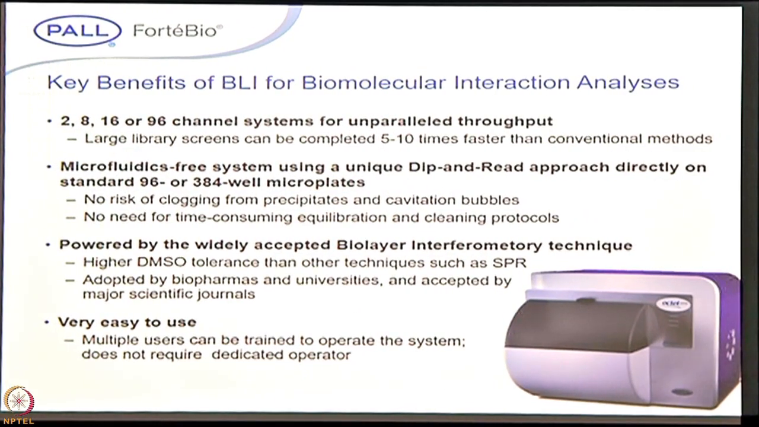And more advantages, as I mentioned, there is no clogging. It works on the binding rate. And with high throughput, you can save your time and quickly screen the experiments. And the good thing is that when it comes to interactions where your samples have DMSO or glycerol, in SPR the presence of DMSO and glycerol sometimes causes bulk effects, because SPR is very sensitive to those changes. But with dip and read, there is no interference from the glycerol or the DMSO.